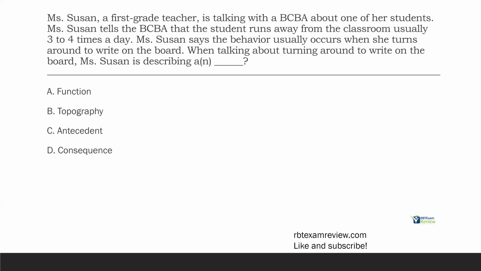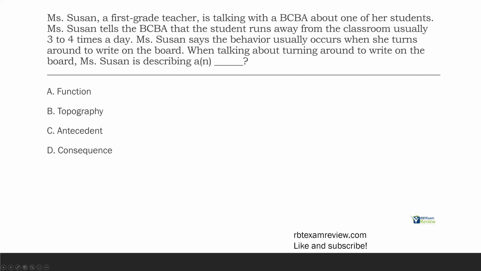All right, so we have a behavior question. And with behavior questions, it's very important that we start to identify the learners or the active responders, the antecedents, the consequences, all of our necessary pieces to behavior, because we have a lot of information here. And we really want to hone in on what's important. So start by asking yourself, what does the question want to know? The question wants to know about Miss Susan's turning around to write on the board. What is Miss Susan describing when she talks about turning around to write on the board?